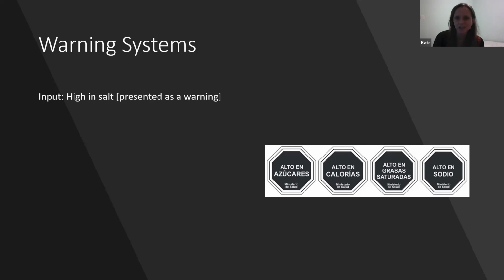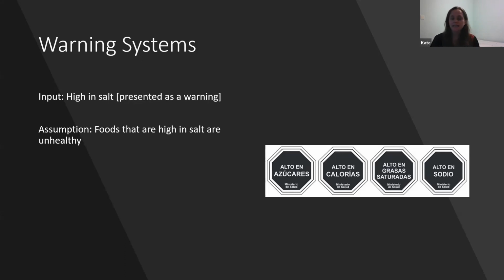There's never any good information presented in this shape with the black background and the white writing. So even if you don't know that salt is something you should be limiting, you can deduce that from the fact that there's a warning associated with it being too high. So our input is high in salt, and this can quite easily combine with the assumption that foods that are high in salt are unhealthy.